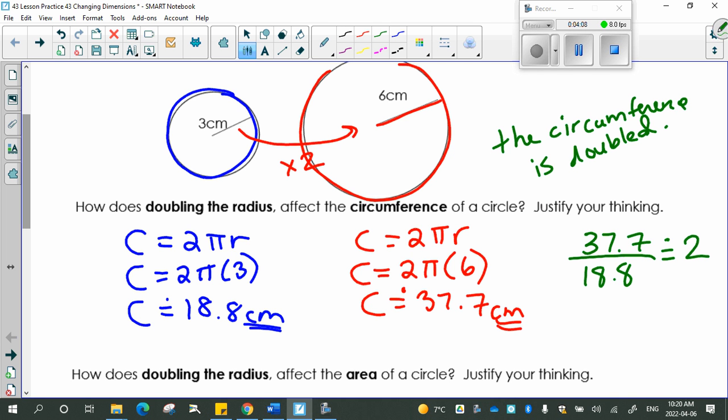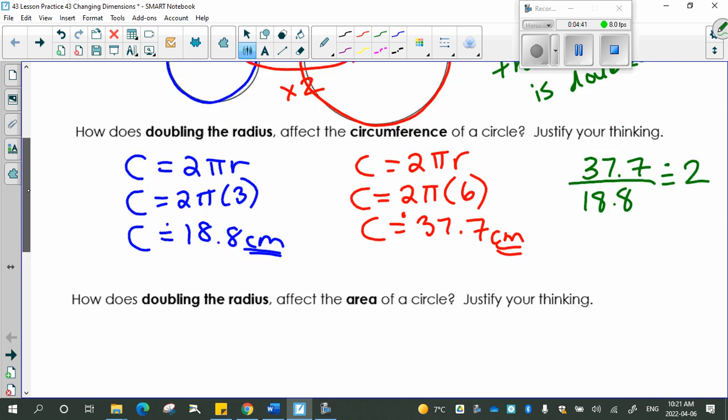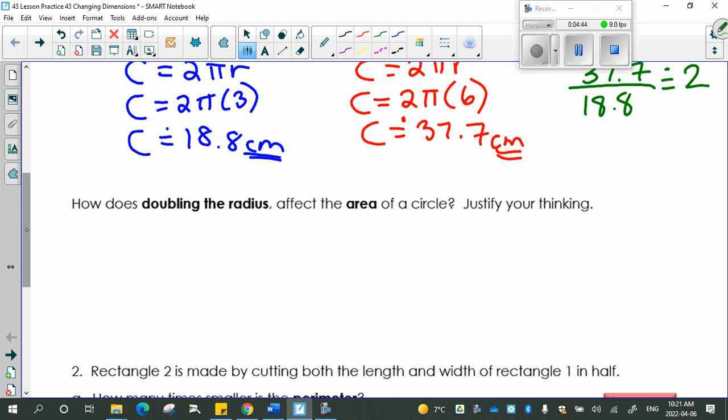What do you think would happen if I tripled the radius? What would happen to the circumference? It would triple, yeah. What if I multiplied the radius by 5? The circumference would be 5 times as big. Okay? So whatever you did to the radius, it's going to match what happens to the circumference. Does that make sense? All right, so now we're going to look at the area for each one of our circles, okay?